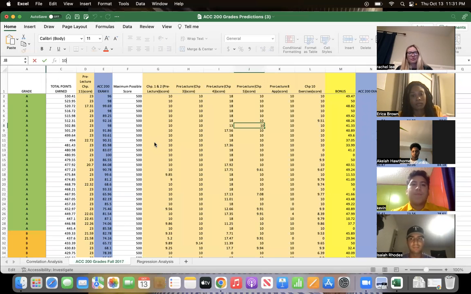So Erica and I were responsible for doing the data, getting it ready, getting it set up. Rachel and Akila were responsible for the correlation analysis, and Isaiah and Kevin did the regression analysis. And everybody can talk a little bit about what they did and go over all the numbers to give you a breakdown of what everything is.